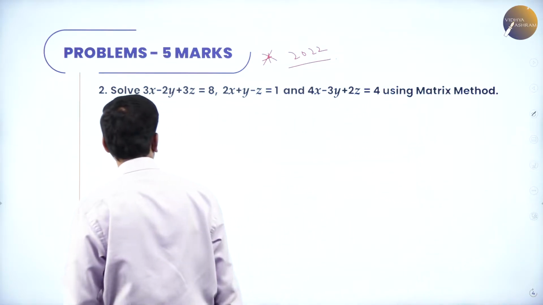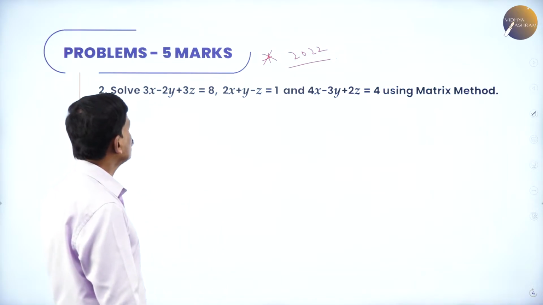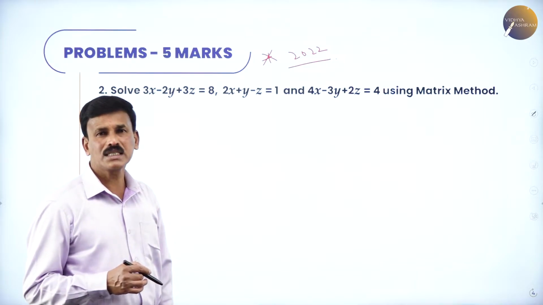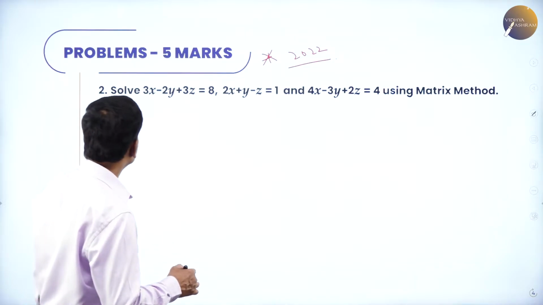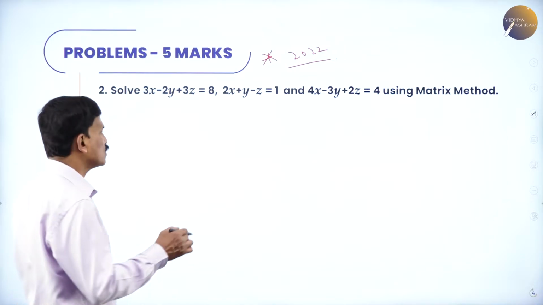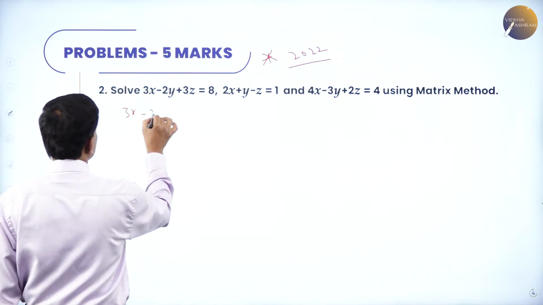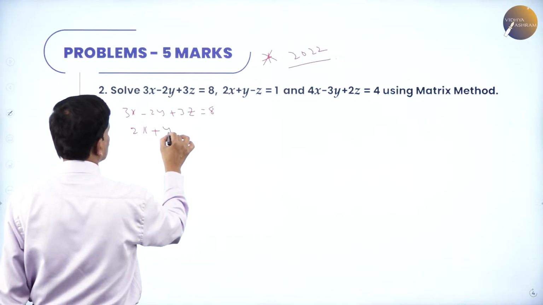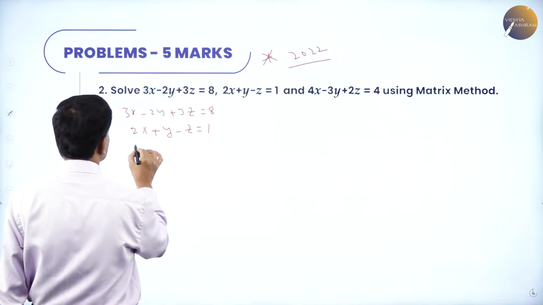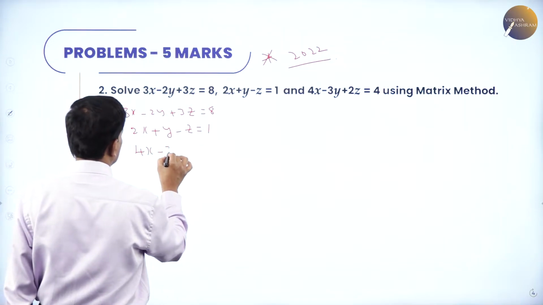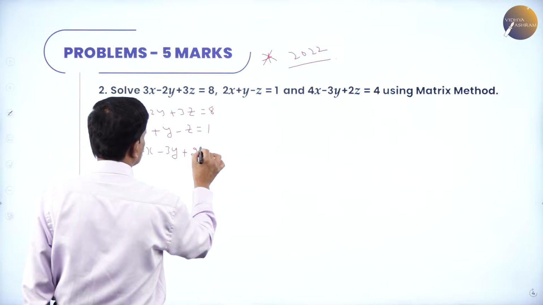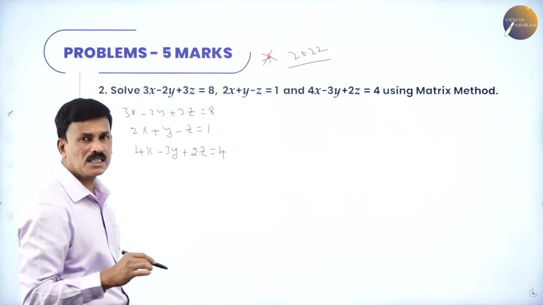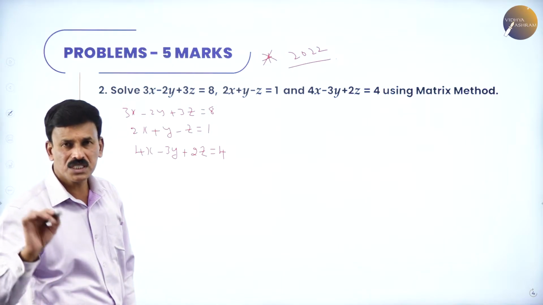Solve 3x minus 2y plus 3z is equal to 8, 2x plus y minus z is equal to 1 and 4x minus 3y plus 2z is equal to 4 using matrix method. Now, let us verify whether the given equation is in order or not. So, 3x minus 2y plus 3z is equal to 8. Second equation 2x plus y minus z is equal to 1 and the third equation 4x minus 3y plus 2z is equal to 4. So, x, y, z, constant, in each. So, the given equation is in order.